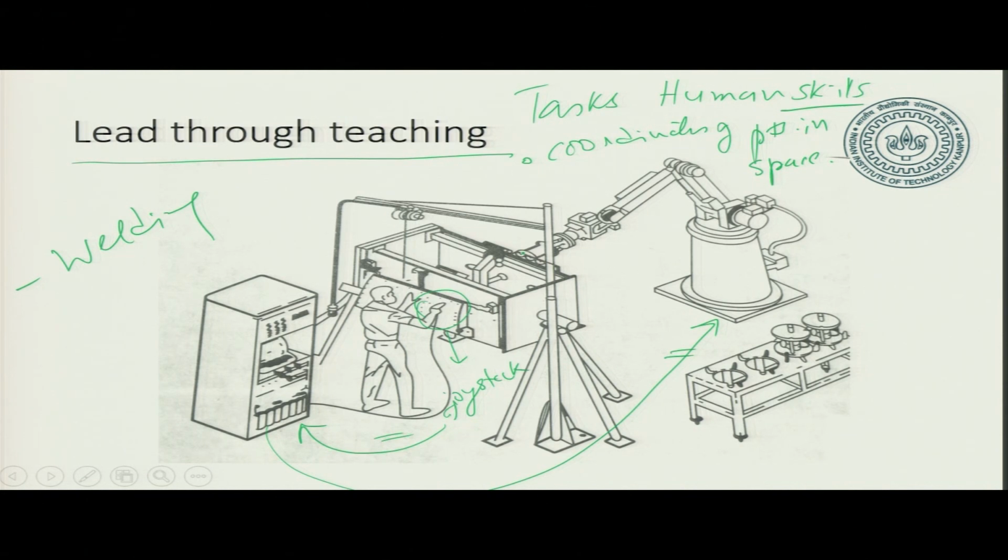So, this is what is called lead through teaching, and it is mainly used for tasks which require human skills. Welding is an example, assembly is another example, where some kind of human skill emulation is required. In such cases we can teach the robot through lead through teaching.